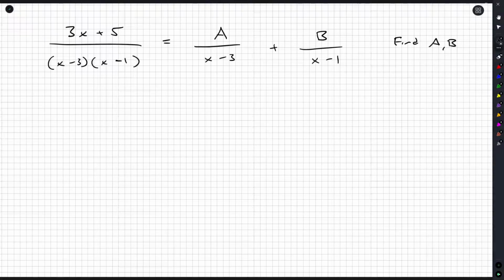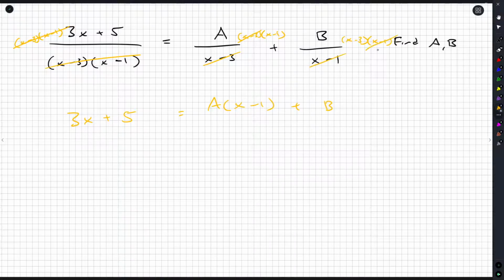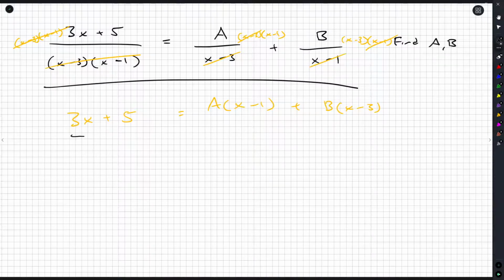Okay? And there can be lots of ways to do them. Most involve algebra, linear algebra in particular. But I find it's probably easiest if you just come along and you multiply both sides by whatever the denominator is here. So you multiply everything by the x minus 3, x minus 1, and this is why I have it factored, because those will completely cancel. You'll be left with 3x plus 5 here is equal to A times x minus 1 here plus B times x minus 3 here.